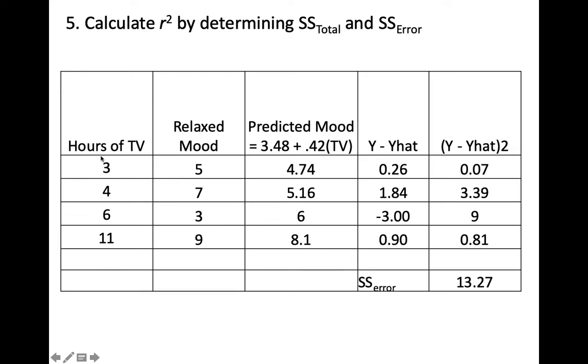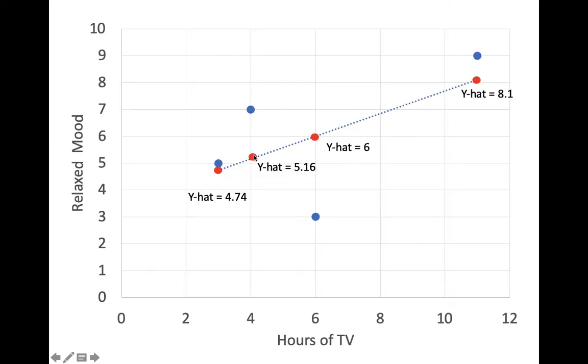What about our second person here? They watched 4 hours of TV, their relaxed mood was 7. Our model only predicted that when a person watches 4 hours of TV, the predicted mood should be 5.16. You can see that we were off by 1.84. So we're under predicting, so we missed this 1.84 here. There's 1.84 in error that we're missing in our prediction.